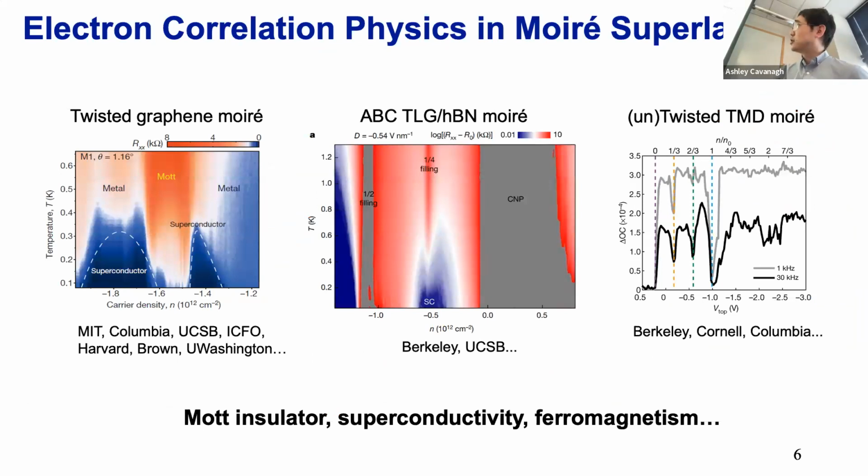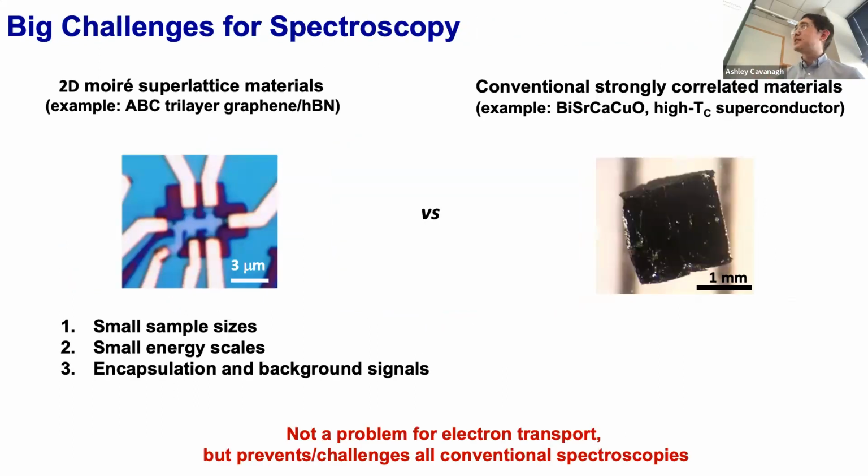bilayer transition metal dichalcogenide. Most of the experiments in this field so far have been dominated by electron transport measurement, and many fascinating phenomena have been demonstrated. But in order to have a better understanding of what's going on, we've got to do more than just DC transport, which probes the conductivity at zero frequency, right? We want to do spectroscopy measurement.